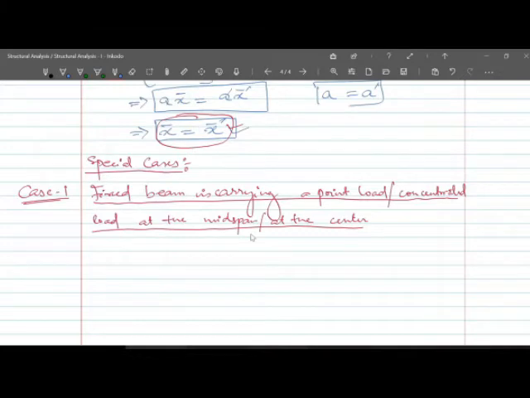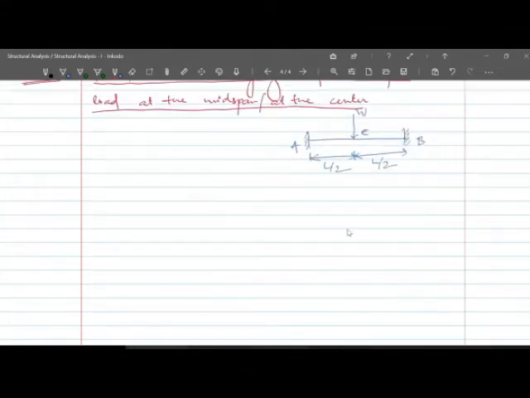Okay, so now I'm drawing the diagram of the fixed beam again, and let us say we have a load over here. Now this is say A, this is B, and this is the center position C, and the distance from A to C is L by 2, and the distance from C to B is also L by 2. Okay, now how we will analyze this one, or how we will find out the values for this one?